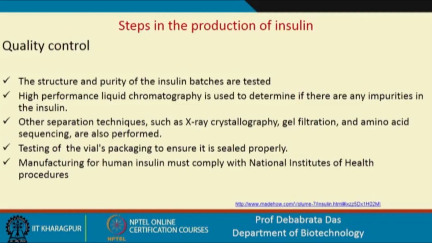Now, quality control, as I told you, plays a very important role for any chemical and biochemical products. The structure and purity of the insulin batches are tested. We mark every batch with a batch number and other details, and we always test on the basis of batches. High performance liquid chromatography is used to determine if there are any impurities in the insulin. We know that high performance liquid chromatography is a very sensitive instrument, so if a little contamination is there, it can be easily detected.